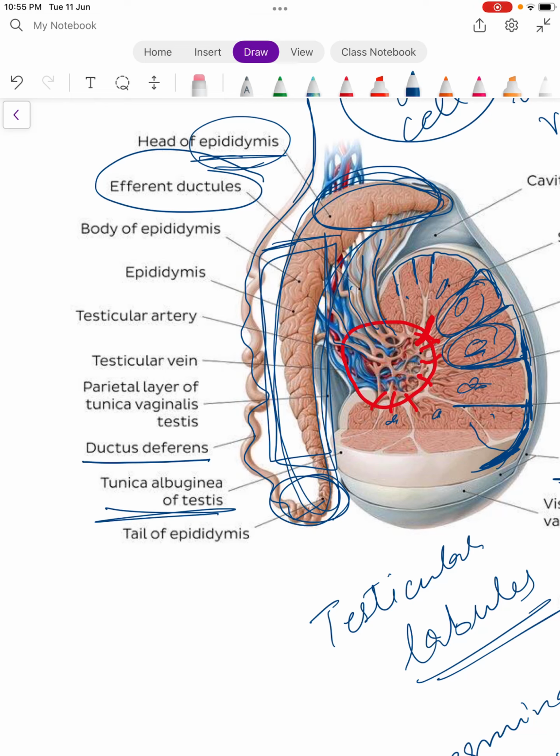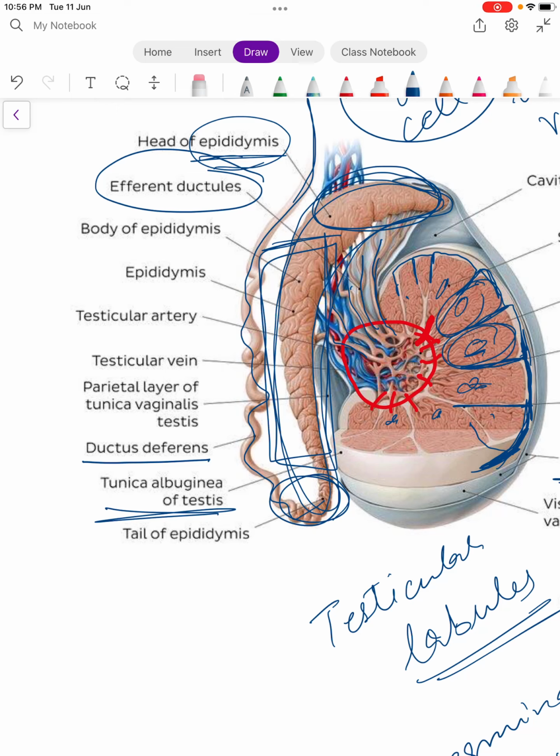रेटे टेस्टिस से जो आ रही हैं वो क्या है? एफरेंट डक्ट्स हैं, या उनको बोलते हैं वैसा एफरेंशिया. देन वो ओपन होती हैं एपिडिडाइमस में. एपिडिडाइमस से जो डक्ट आगे सेमिनल वेसिकल्स की तरफ जाती है, उस ट्यूब्यूल को बोलते हैं वैसा डिफरेंशिया. ओके.